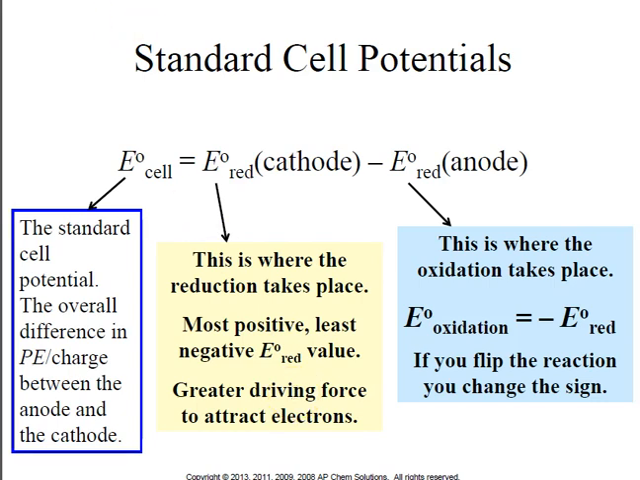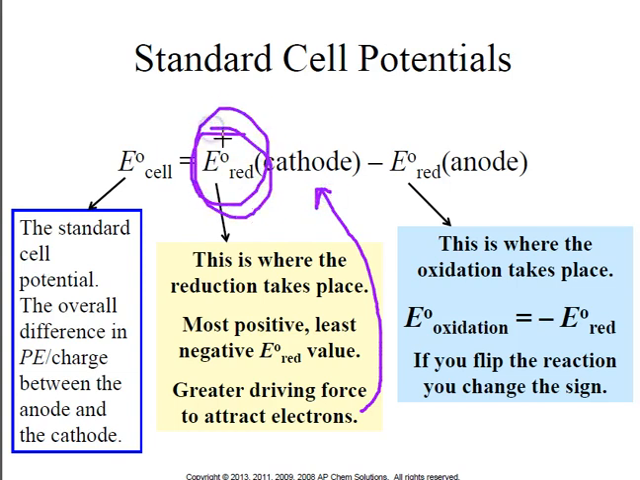In this case, what's happening is your cathode is attracting those electrons with this much force. Okay? And then your anode is losing electrons with this much force. So those forces together create your overall or standard voltage.